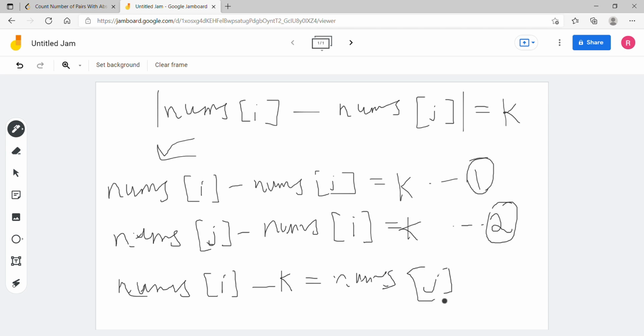And your other equation will be, if you move nums i to the other side, you'll have this one: nums i plus k should be equal to nums j.